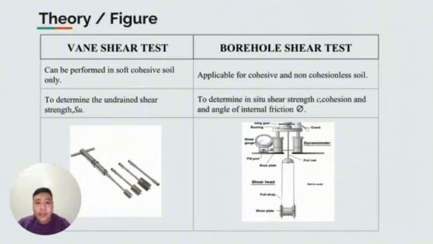The Vane shear test is mainly used for soft cohesive soils such as soft clay. It is carried out to determine the undrained shear strength, which is represented as Su. This test is especially useful because soft clay is difficult to sample without disturbance.